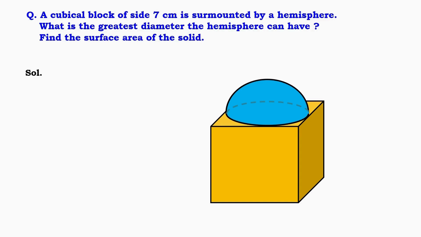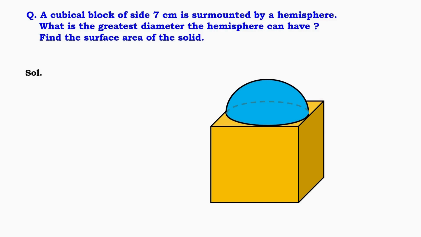A cubical block of side 7 centimeter is surmounted by a hemisphere. So surmounted by a hemisphere means it should be on top of the block. Okay, so surmounted by means that it is on the top, so sorry, it is on top of the cube, the cuboidal block. Now, what is the greatest diameter the hemisphere can have? So we need to find out the greatest diameter of the hemisphere.